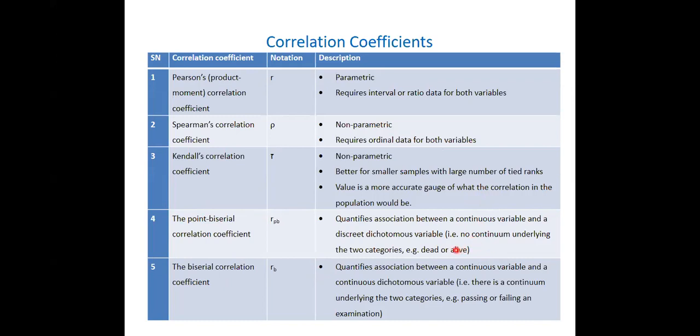So in a situation where there's no underlying continuum, okay, let's explain the second one. You'll be able to understand what we mean by no underlying continuum. The biserial correlation quantifies association between a continuous variable and a dichotomous variable. That is, there's a continuum underlying the two categories: passing or failing an exam, diabetes, hypertensive or no hypertensive, anemia, no anemia. What do you think are the common things among these?